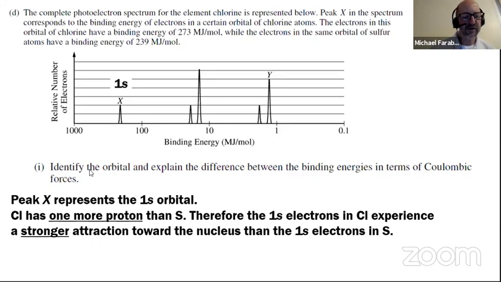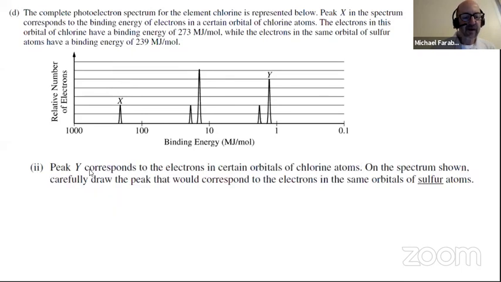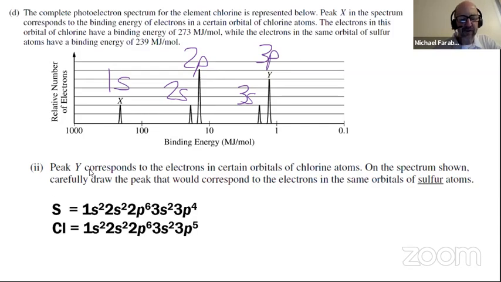And now we're on to part II of this question. They're talking about peak Y. So again, we talked about how this is 1s, 2s, 2p, 3s, and then right here would be 3p. So peak Y corresponds to the electrons in certain orbitals of chlorine atoms. On the spectrum shown, carefully draw the peak that would correspond to the electrons in the same orbitals of sulfur atoms. So there are two significant differences between the 3p orbital of sulfur and the 3p orbital of chlorine.